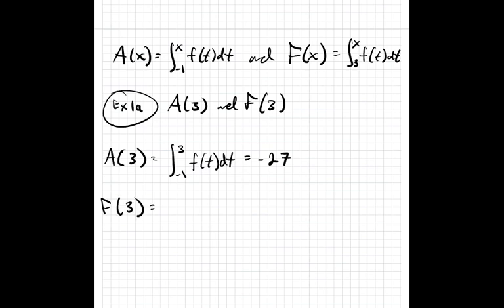Then let's look at the area function F(3), which is going to be the integral from 3 to 3 of f(t) dt. I think from last class, this is from table 5.4. The integral from a number to itself, the area under that curve is going to be 0.